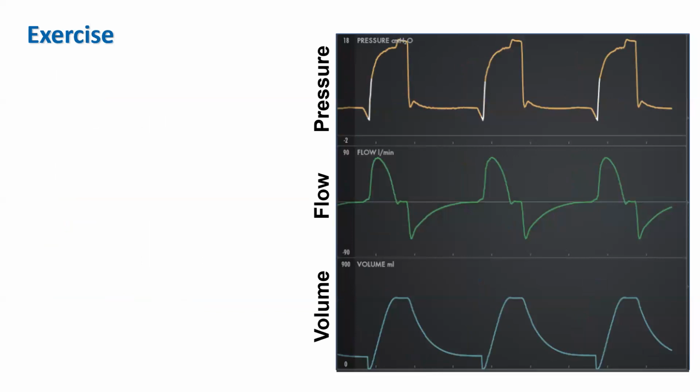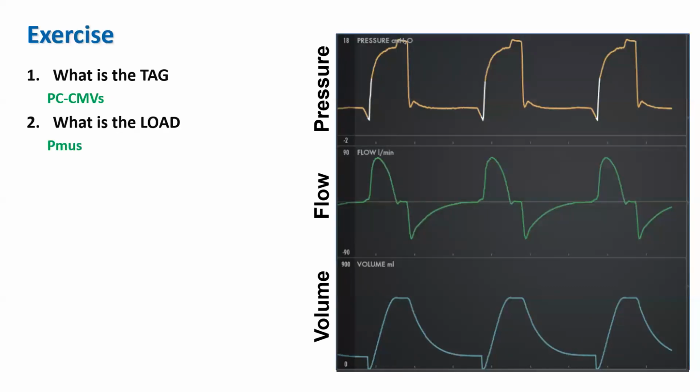Here's another exercise. What's the tag? Well, by now you should see this is pressure control CMV. And I know we're hitting on pressure control. It's just because it's easier to see a lot of these things. What's the load? Well, we look at the flow waveform in pressure control. We look at the flow waveform and we see that's distorted. It's not a nice exponential curve. So it's a Pmus inspiratory effort.